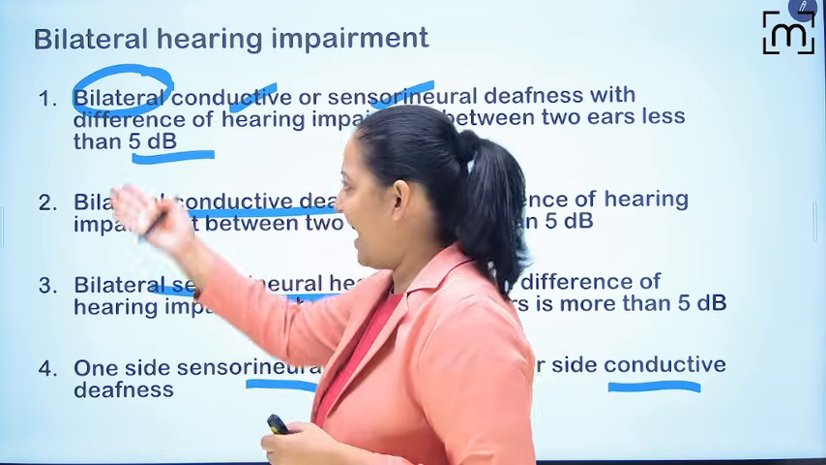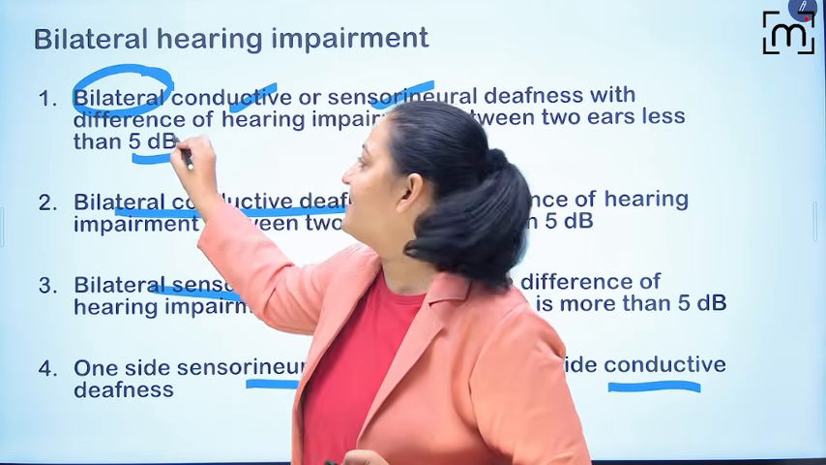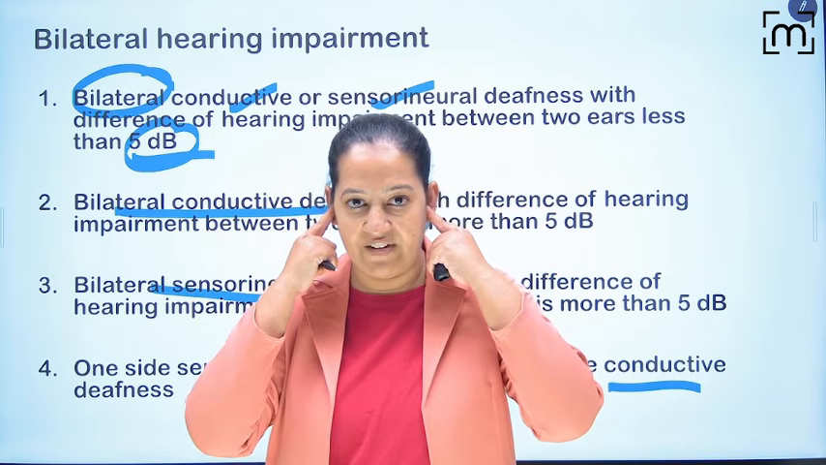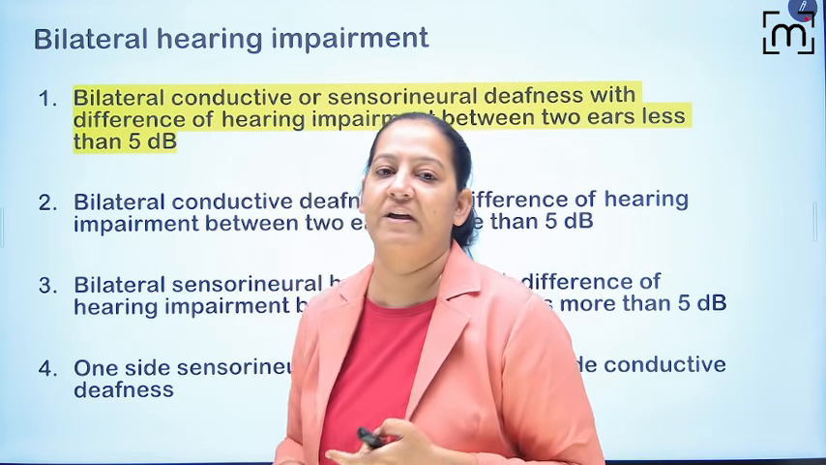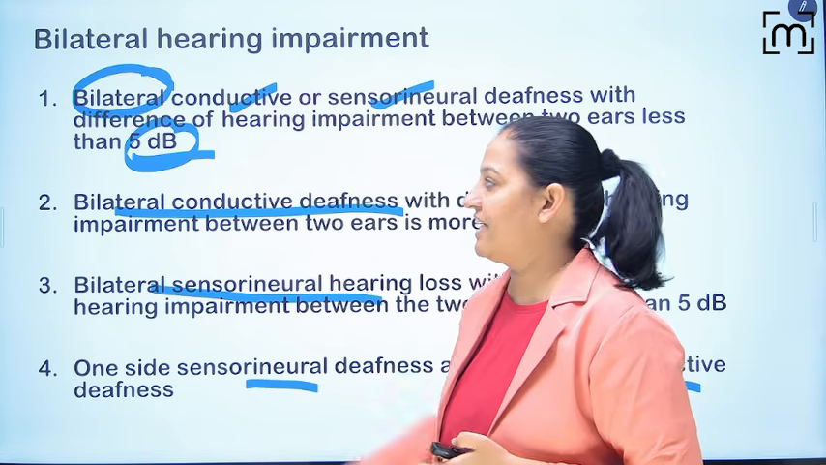Okay, and anyone which is less than 5. If it is less than 5, both the ears having deafness, but the difference between the deafness is less than 5. Weber is not lateralized. One by one, we will take the 4 conditions.